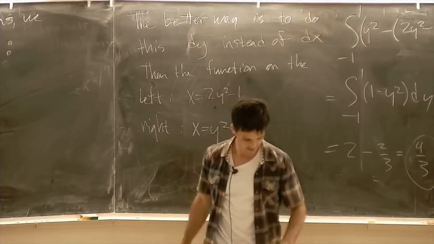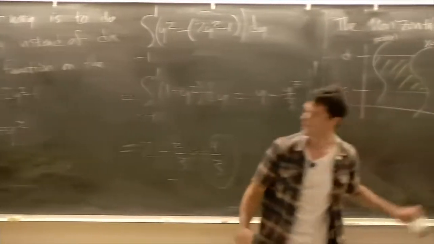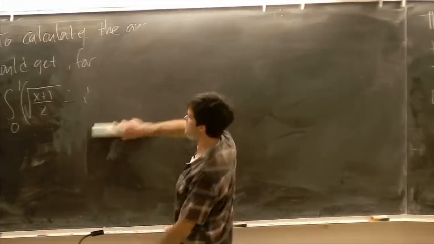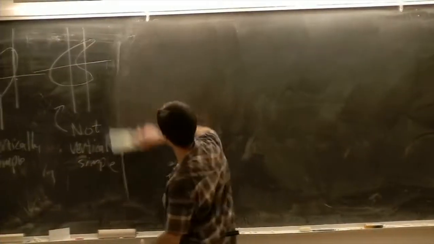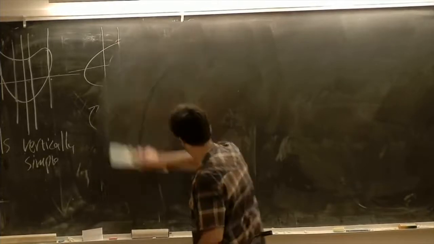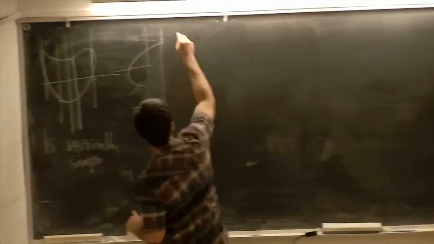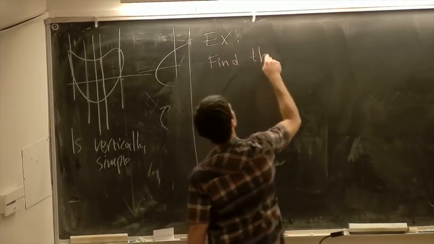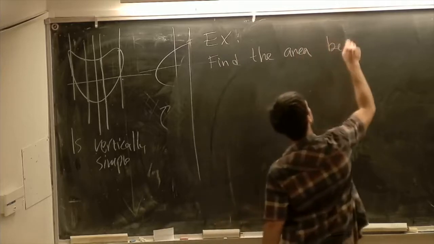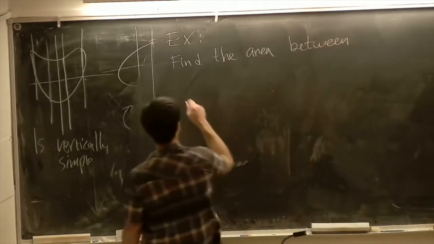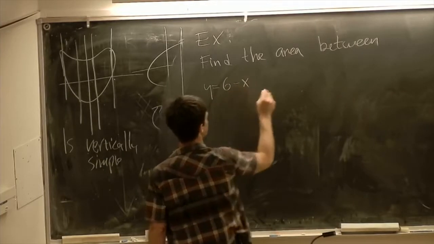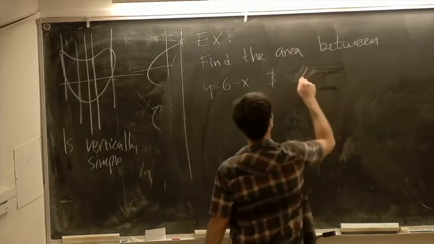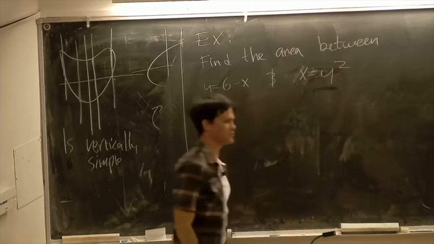I think I wanted to start on volume, but it's going to be kind of a lecture. So I'm just going to set you guys up with something and see if you can figure out what the best way to integrate it is. So here's one final example. Let's find the area between y equals 6 minus x and x equals y squared.